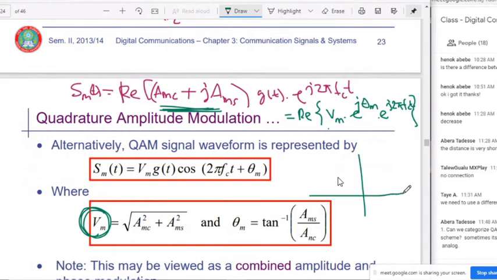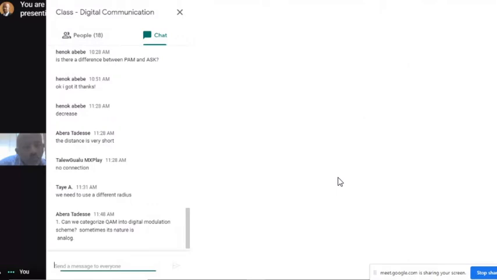If this is AMC and AMS, the combination of the two, we will have a vector vm and angle theta m.